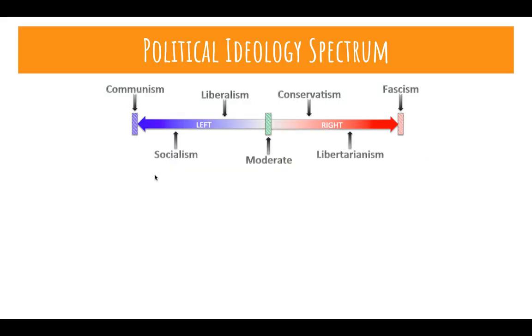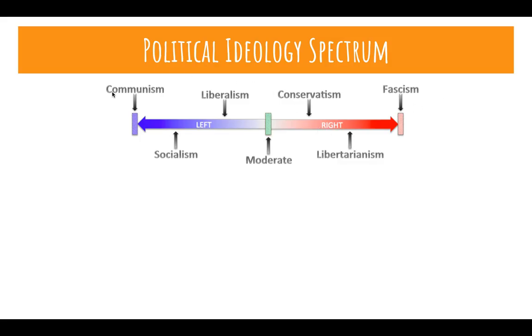Now, I wanted to talk about just what it means to be a liberal versus a conservative. So, what you guys see in front of you is the political ideology spectrum. So, on the left here, we have communism, socialism, and liberalism. Right? Moderates are those who kind of could fall either way. They're more in the middle. And then on the right, when we say right leaning, we're talking about conservatism, libertarianism, and fascism. So the further you go on the spectrum, the more extreme, quote unquote, it becomes.